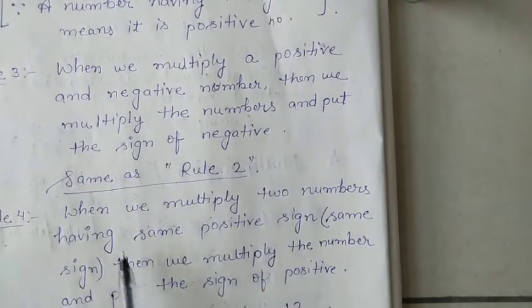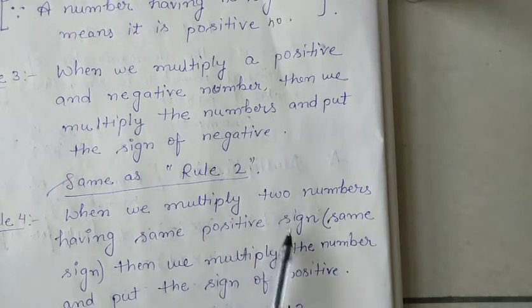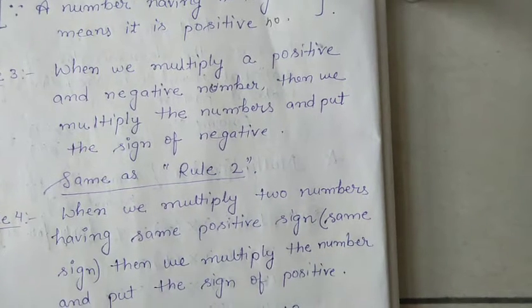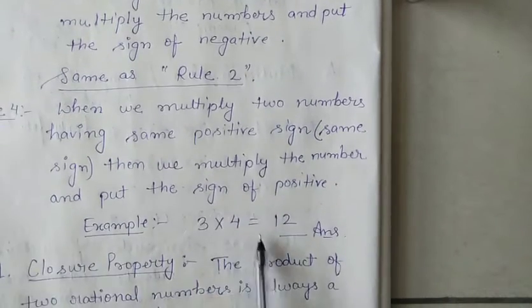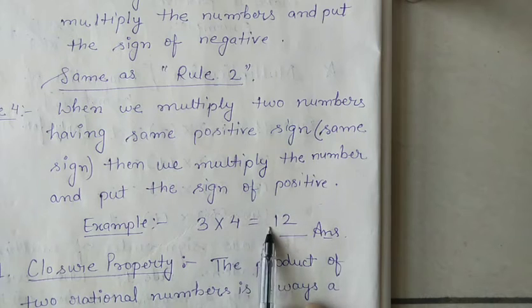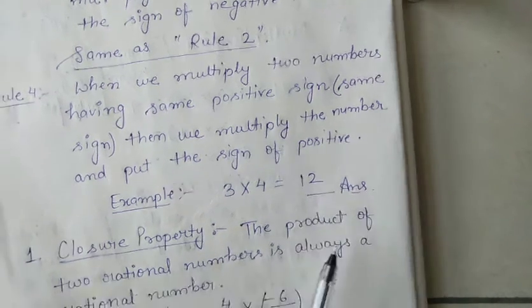Then the fourth rule is when we multiply two numbers having the same positive sign, we multiply the numbers and put the sign of positive. For example, 3 into 4, that is 12, and plus into plus, the sign is also plus, and a positive sign need not be written.